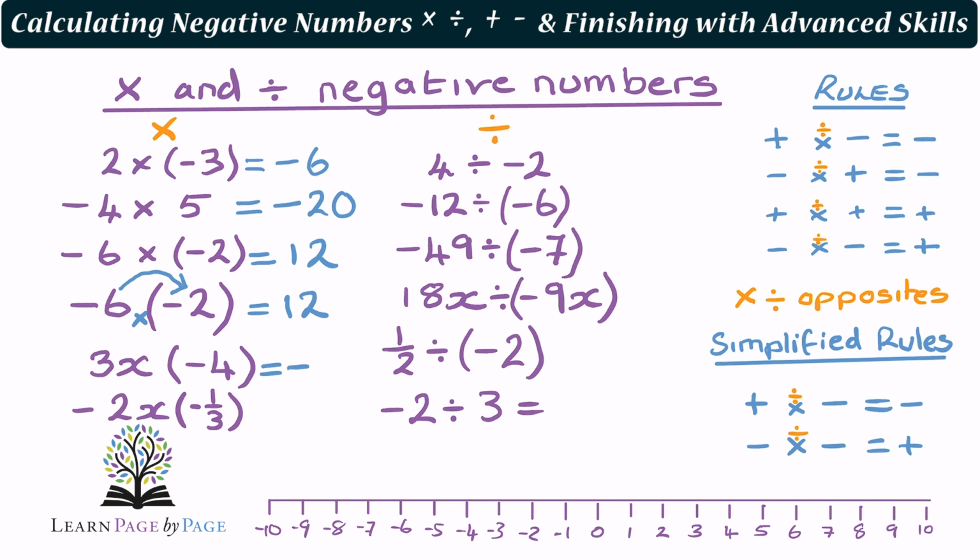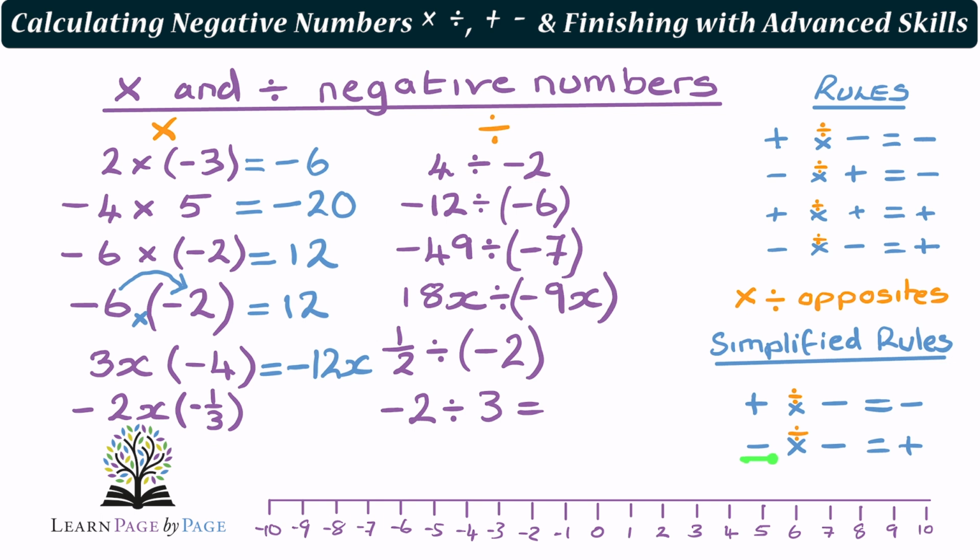Then 3x multiplied by 4, that would give you 12x. We have another algebra one, and it's asking us to multiply by a negative third. So we have negative 2x multiplied by negative third. Over to your rules. Now let's look at the simplified rules here.